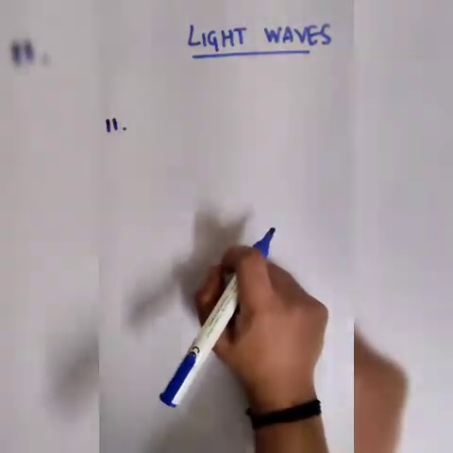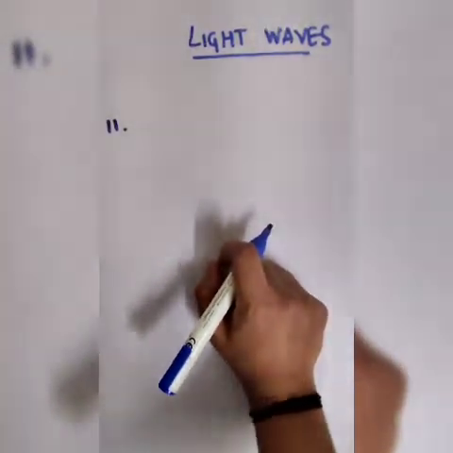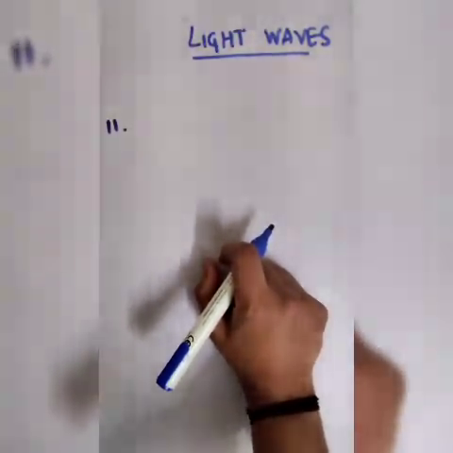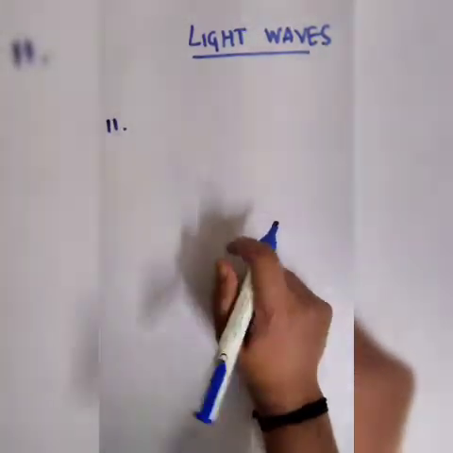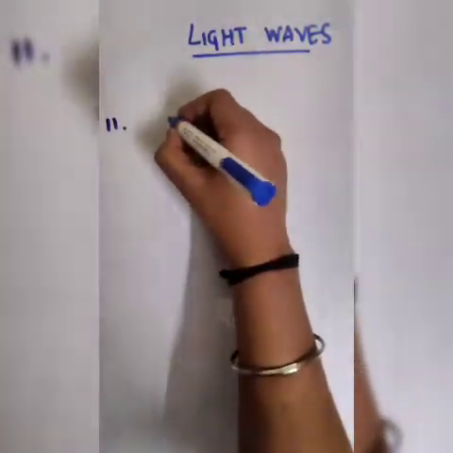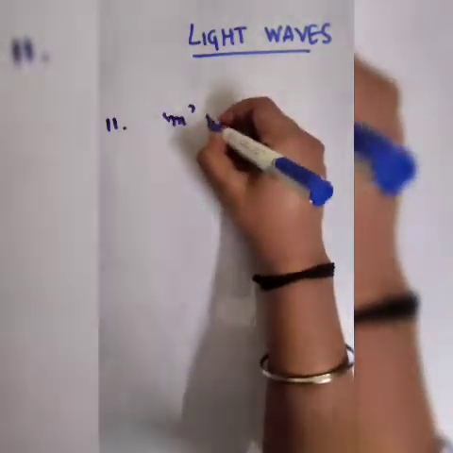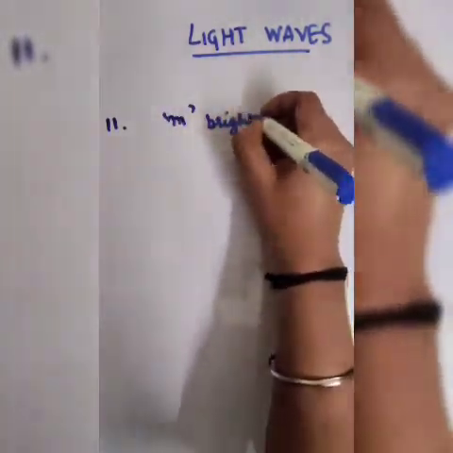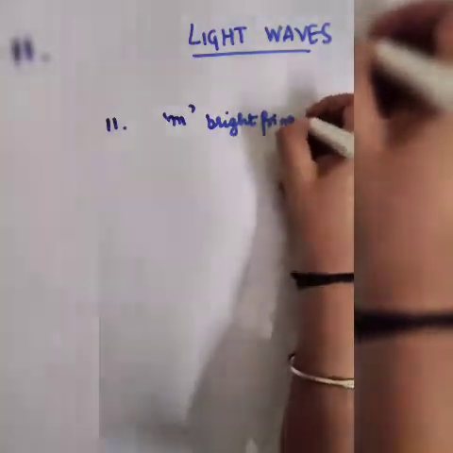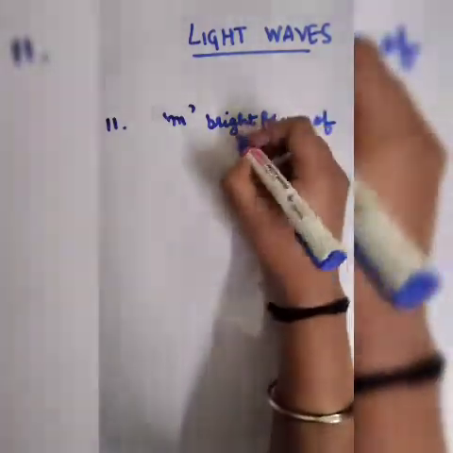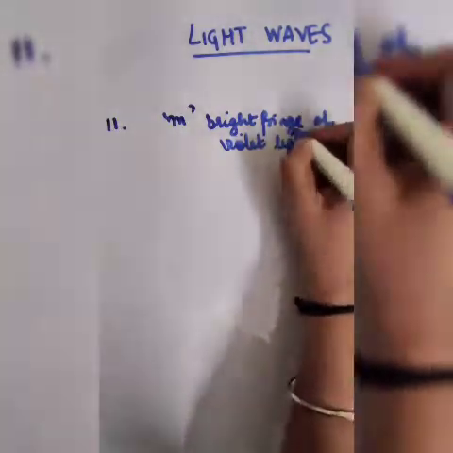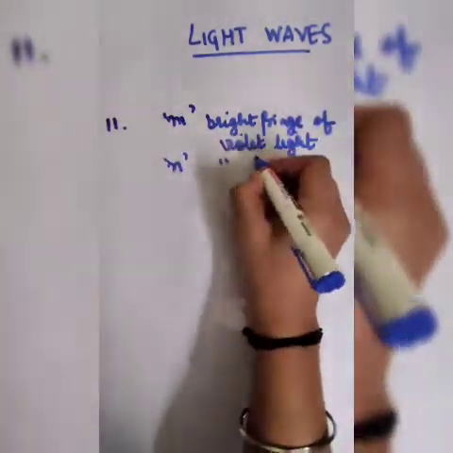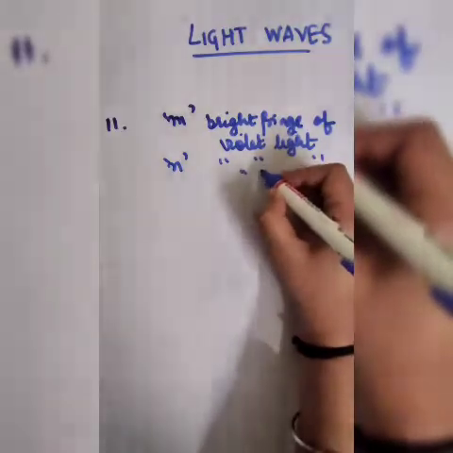Now coming to question number 11. In this question we are asked to find out the minimum order of violet and red fringe so that they overlap. So let us say that the mth bright fringe of violet light and the nth bright fringe of red light overlap.